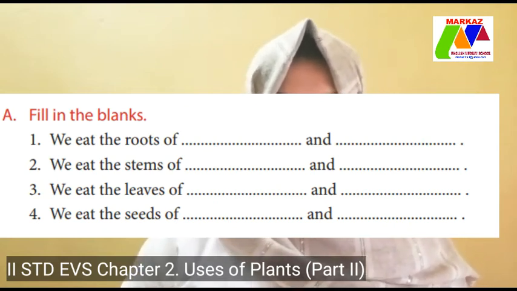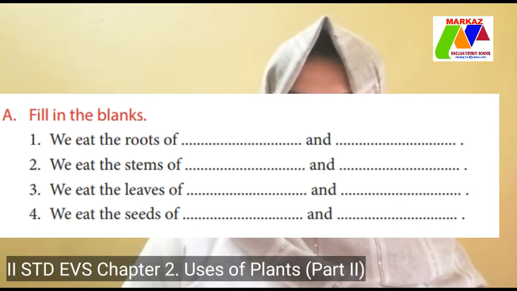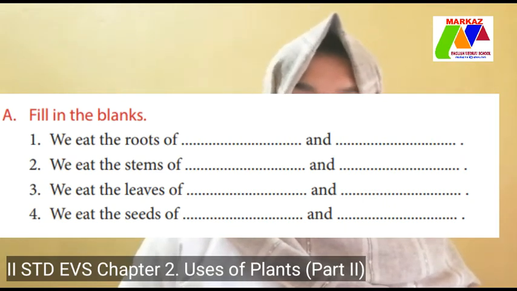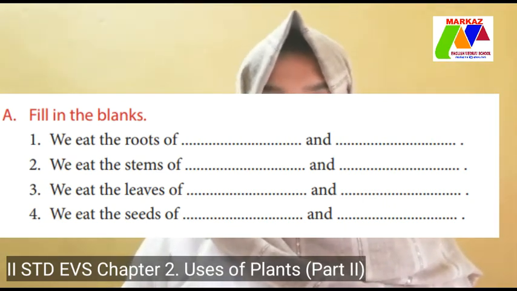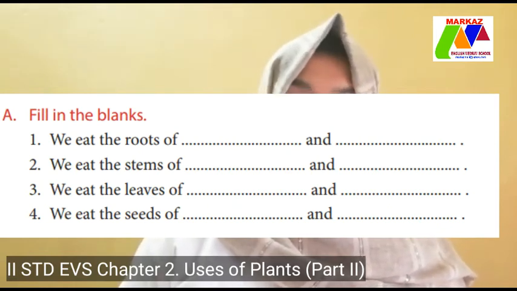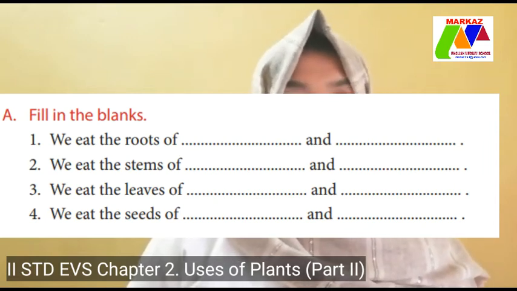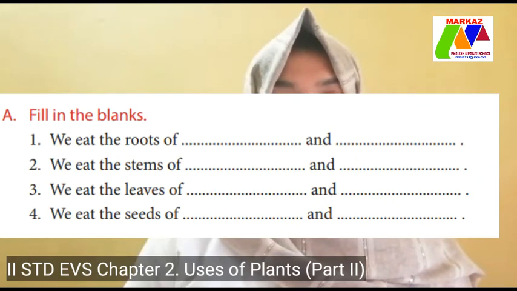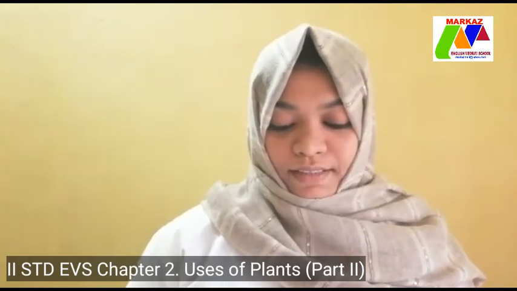Then third one, we eat the leaves of dash and dash. Yes, cabbage and spinach. You can write cabbage and spinach. Then we eat the seeds of dash and dash. Yes, you can write gram and pea. Okay. Have you all finished writing, children? Put on the date, children. Don't forget.